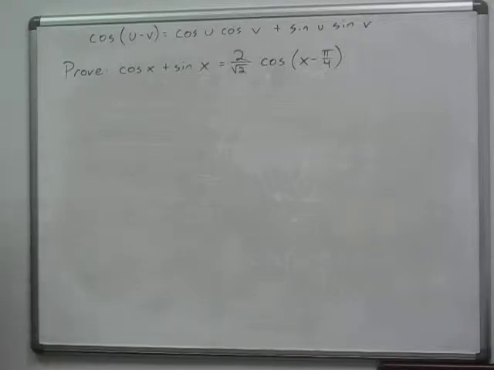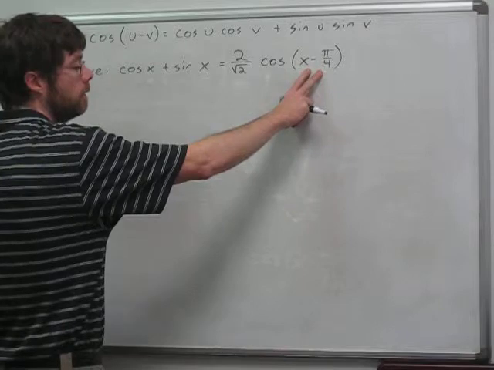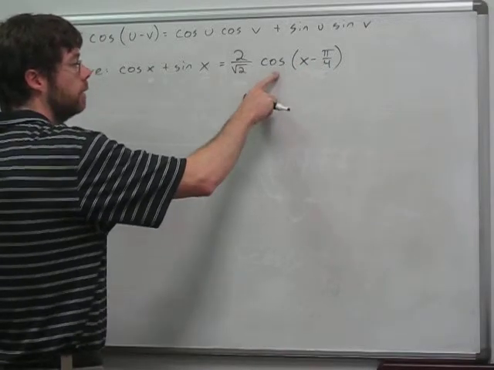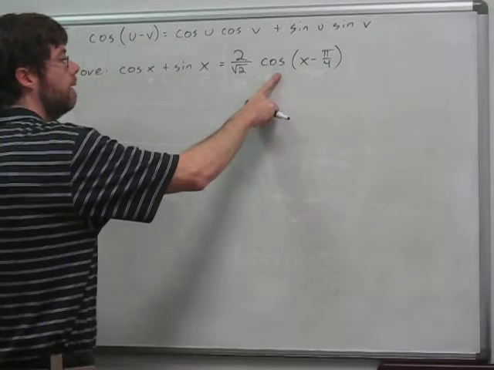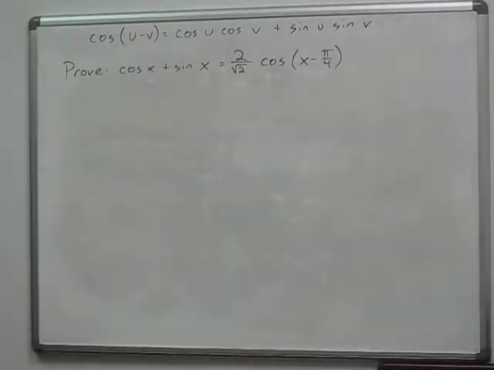If you'll notice, on this right side we have the difference of two angles inside the argument of the cosine. And so in this proof, I'm going to take advantage of the difference formula, or the angle difference formula for the cosine, and I've written that at the top to remind us what that is.